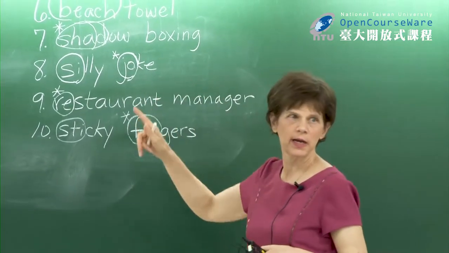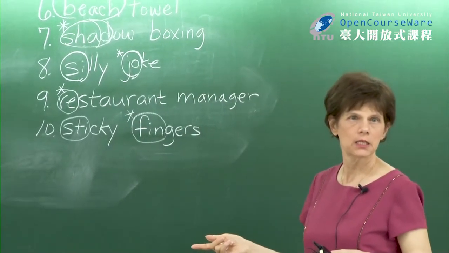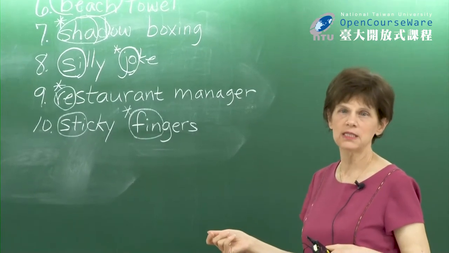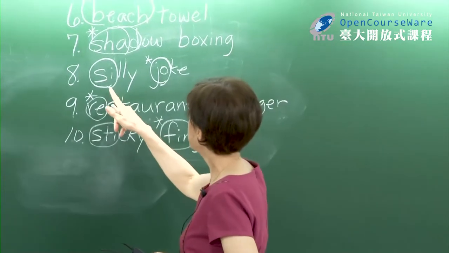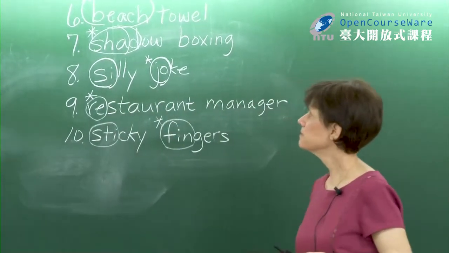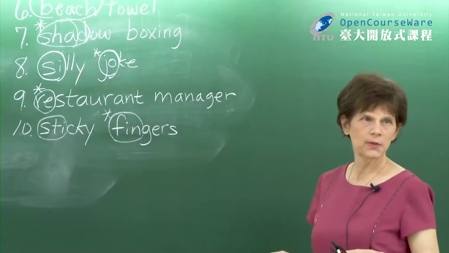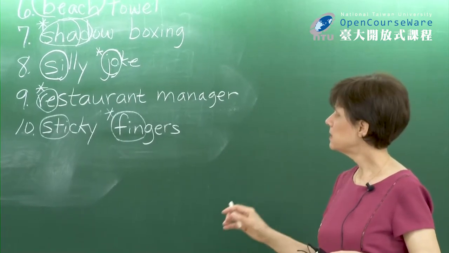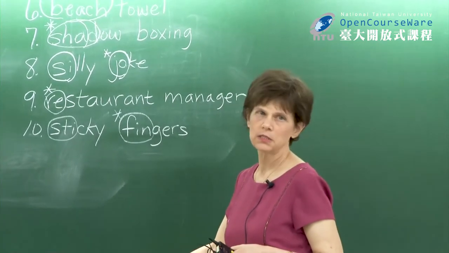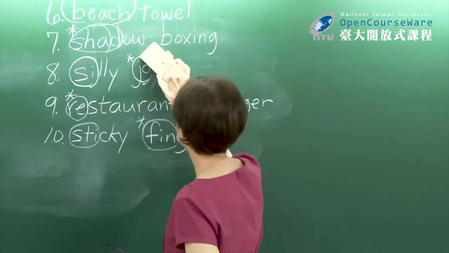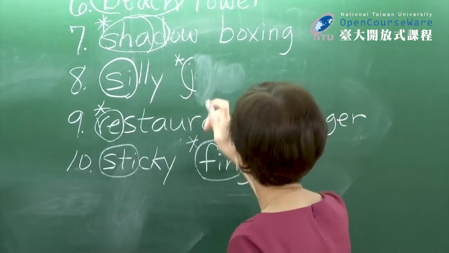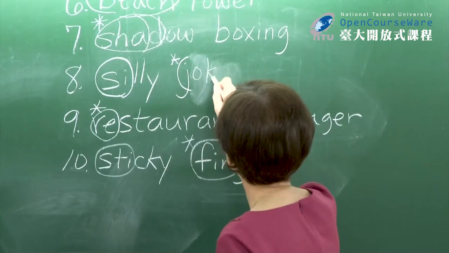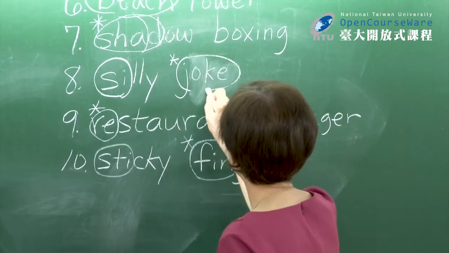Boxing here is what kind of a word? It's a gerund. It's a 名词, a 动名词. We're using it as a noun. All right, eight, read it. You read it correctly, but what's wrong here? How many syllables in joke? One. So this is wrong. Almost right, but not right, because we have to circle the whole word, it has only one syllable.